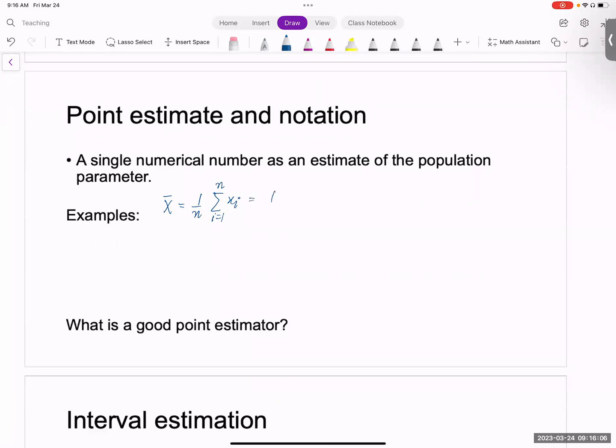So this is basically 1 over n times (x1 + x2 + ... + xn). All right. Okay, so now we are going to use X bar to estimate the population mean.